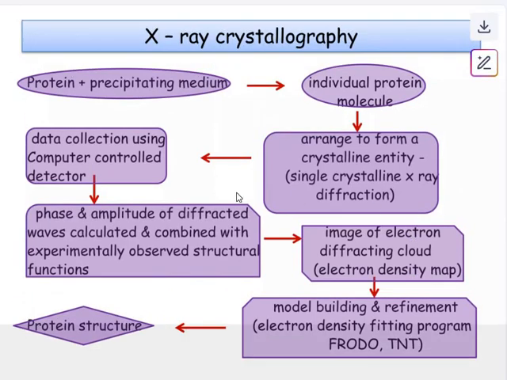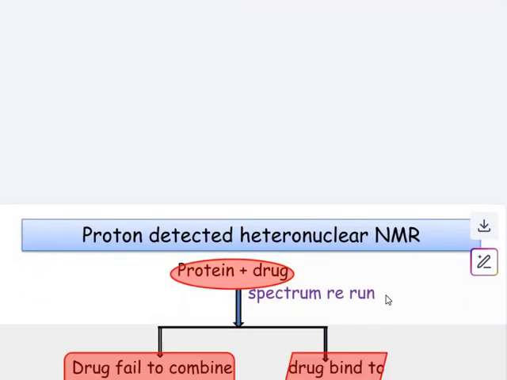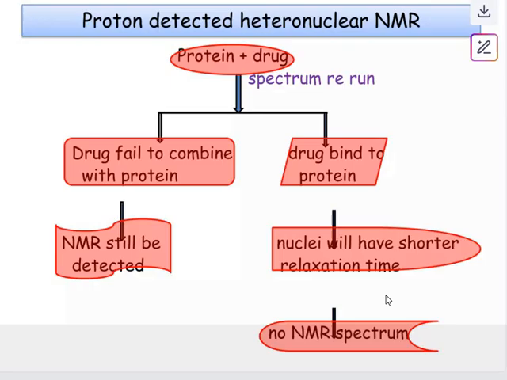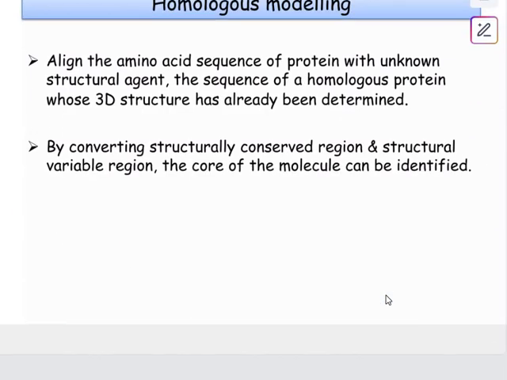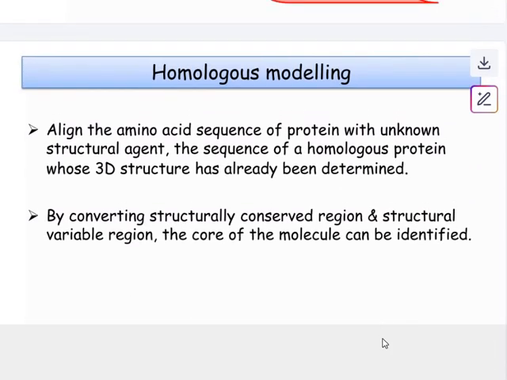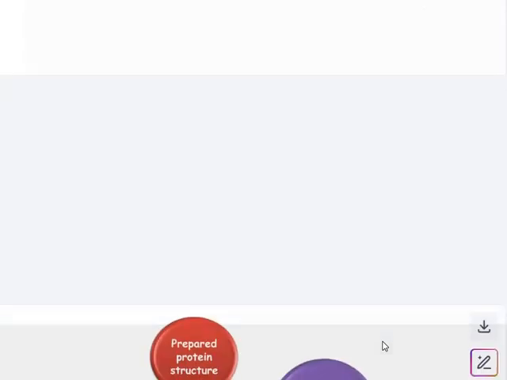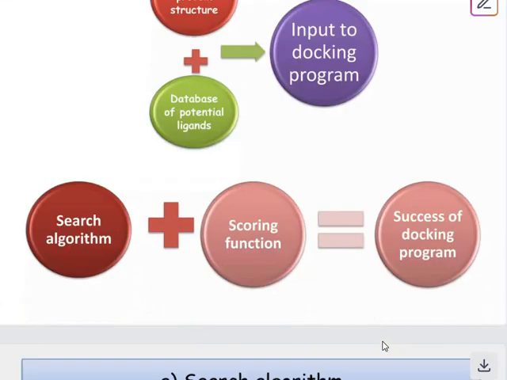Now you can see the X-ray crystallographic process. Now you can see the protein detected heteronuclear NMR. So, homology modeling means what? Align the amino acid sequence of the protein with unknown structure against the sequence of a homologous protein whose 3D structure has already been determined. By identifying a structurally conserved region and a structurally variable region, the core of the molecule can be identified. You can see this in the picture.